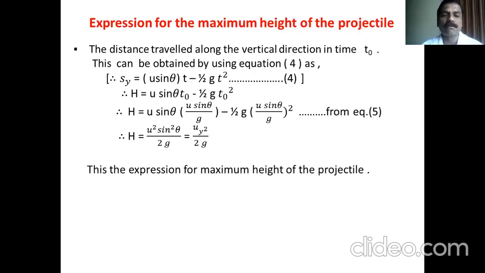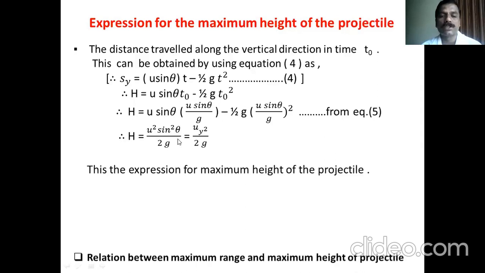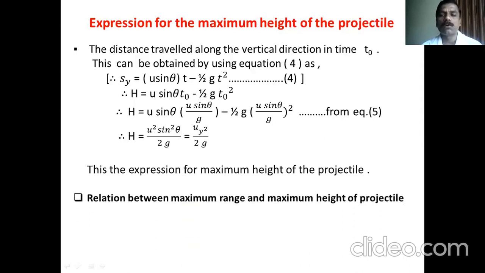Again, you will find in this equation of H, the important role is of theta, that is the angle of projection. So we can now find the relation between the maximum range and maximum height of the projectile. As we know, it is taken for the angle of projection equal to 45 degrees. If we put theta equal to 45, you will find the expression for the maximum range is u square divided by g.